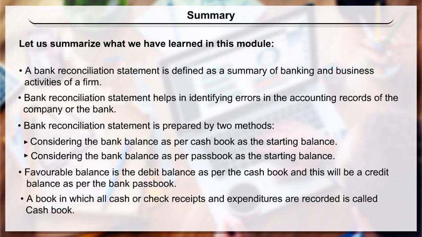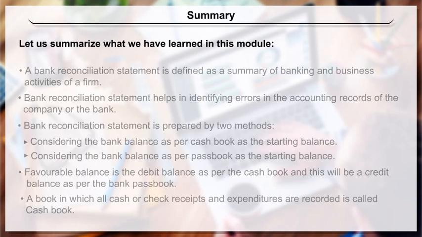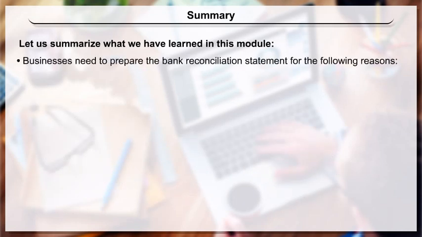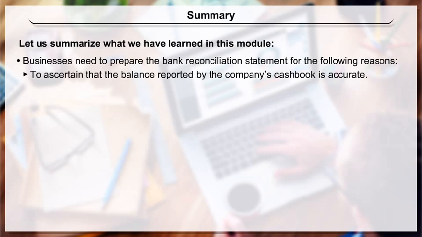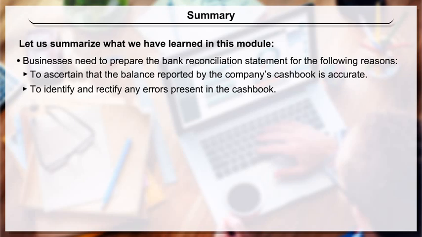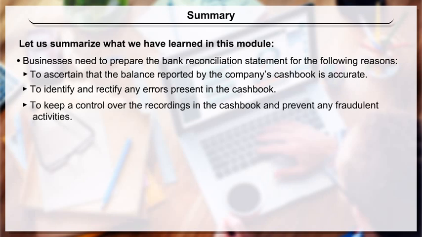A book in which all cash or check receipts and expenditures are recorded is called cash book. Businesses need to prepare the bank reconciliation statement for the following reasons: to ascertain that the balance reported by the company's cash book is accurate, to identify and rectify any errors present in the cash book, to keep a control over the recordings in the cash book and prevent any fraudulent activities.